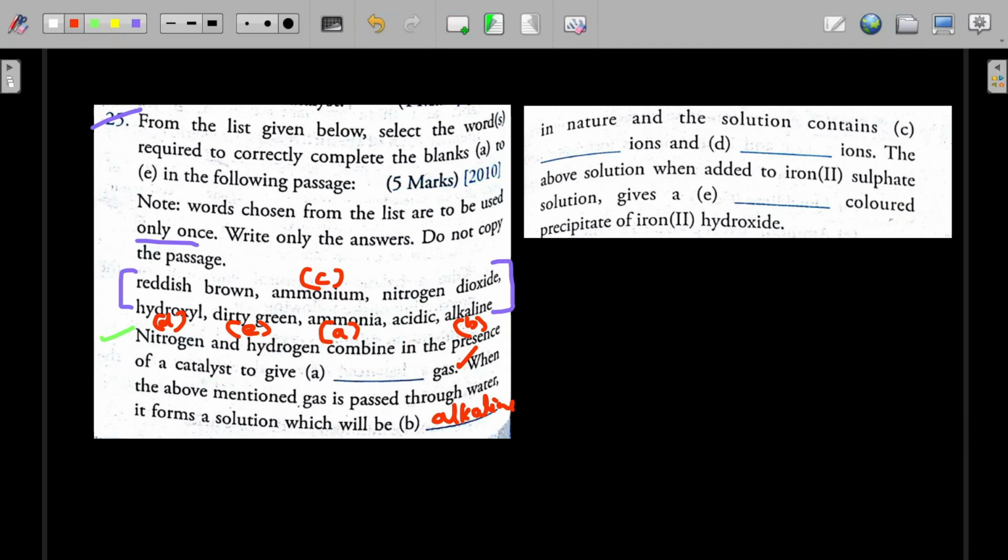So these are the questions from HCl and NH3. If you want to do more questions, I will upload the PYQs regarding these two chapters separately, for HCl and ammonia. From there you can check questions as well as answers, both will be there.